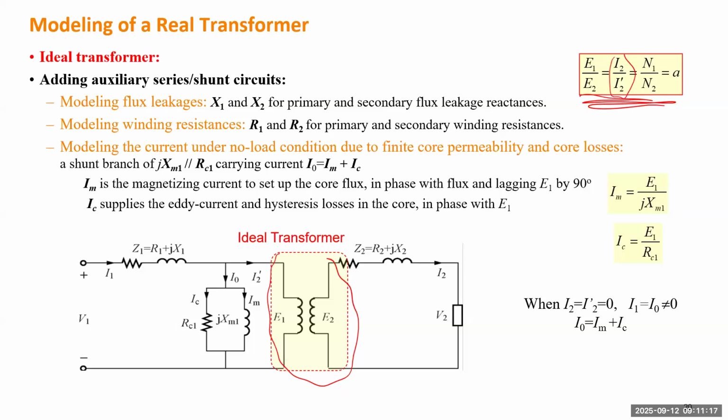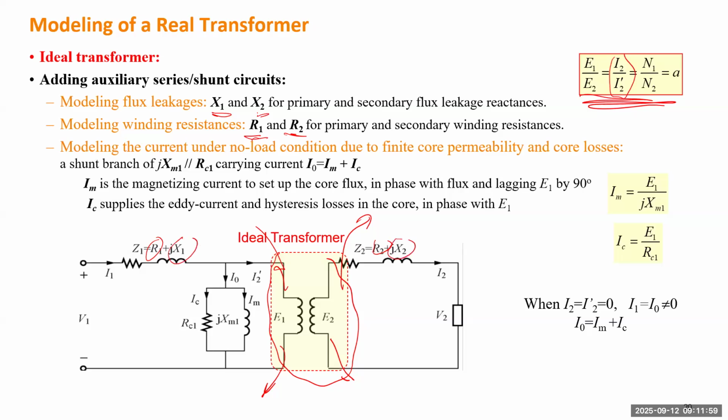But for a practical transformer, there are some factors we need to model. First, on both sides, there will be some resistance in the winding. So we need to model the resistance on both sides, R1, R2. And also there could be some leakage flux, which means those flux will not stay inside the two legs. That will create some voltage drop, which can be modeled by the reactance, X1, X2.